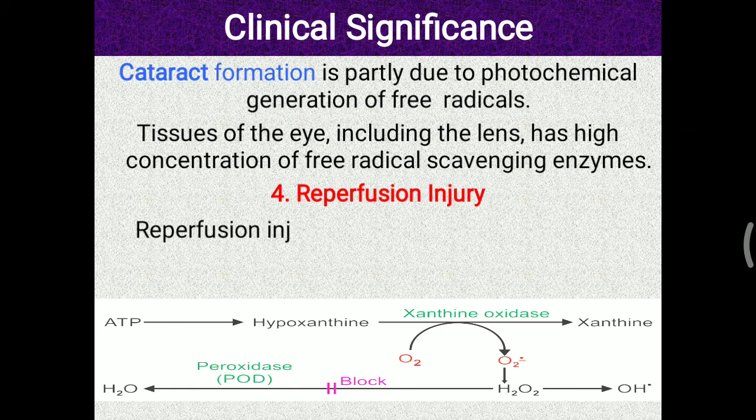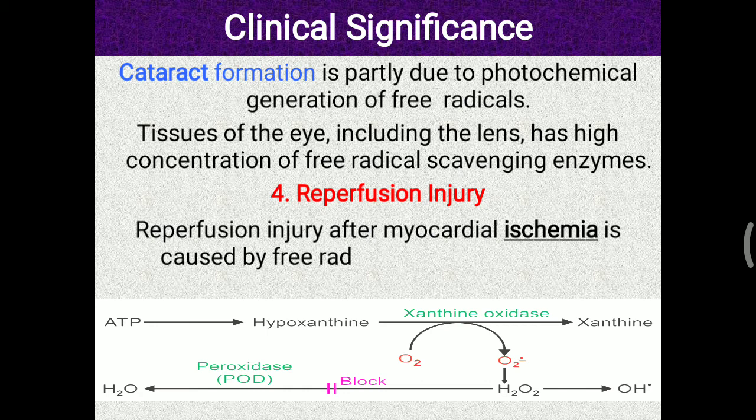Reperfusion injury after myocardial ischemia is caused by free radicals. In particular, after ischemia, two things occur: xanthine oxidase activity is increased, and scavenging system activity is found to be decreased. So there is extensive formation of free radicals, but the scavenger system is not working properly, which leads to the accumulation of free radicals at the site of injury or ischemia.